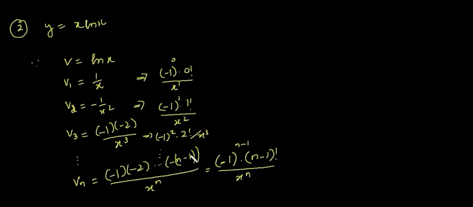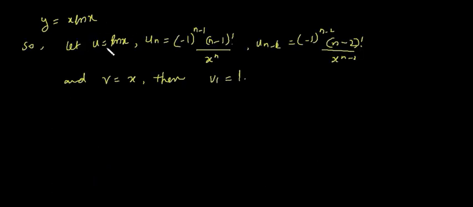So now we will use this formula, that is the nth derivative of ln x, in our function to find the nth derivative of x into ln x. So by Leibniz theorem, let's suppose u is equal to ln x, meaning the first function is ln x. Then from the recent derivative we obtain the nth derivative of this function will be equal to minus 1 power n minus 1 into n minus 1 factorial divided by x power n, and then the n minus first order derivative will be minus 1 power n minus 2 into n minus 2 factorial divided by x power n minus 1. And also let the second function v is equal to x, then the derivative of this will be 1. Now we can apply the Leibniz theorem.